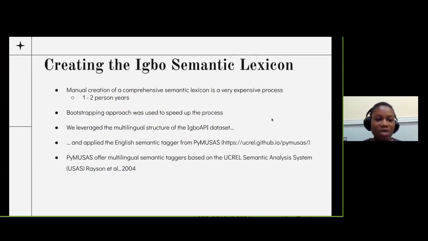In creating this, we had to speed up the typically costly and time-consuming process of creating a very comprehensive semantic lexicon. We used a bootstrapping approach that leverages the multi-dialectal structure of the Igbo API dataset, and we applied the existing semantic tagger from PyMUSAS, which is a system that offers multilingual semantic tagging.